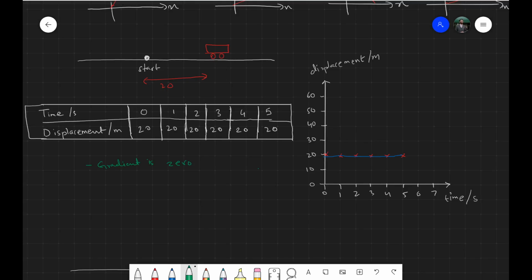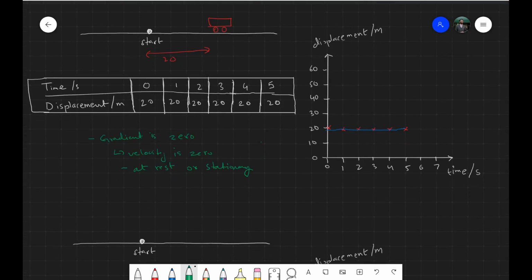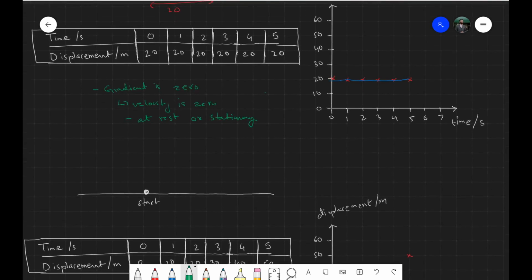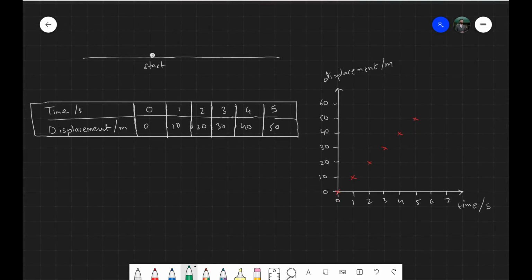So how could you describe the movement of this car? Well, we can say that velocity is 0, or in other words, this means that the car is at rest, or another word for it is stationary. The car is not moving at all, and there is nothing much else to be said about this graph. This is quite self-explanatory. So let's look at another situation.